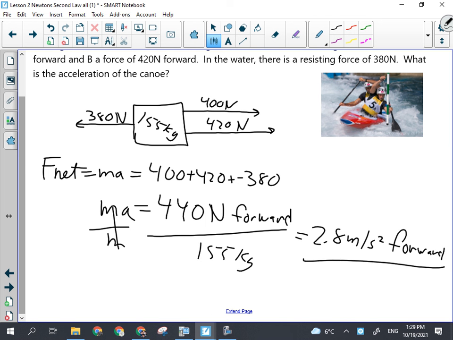Okay. Everybody all right with that one? Now, context of the question is important, right? It's tricky if I don't read things carefully and understand what's going on in the question. I miss important details like the canoe is not empty.